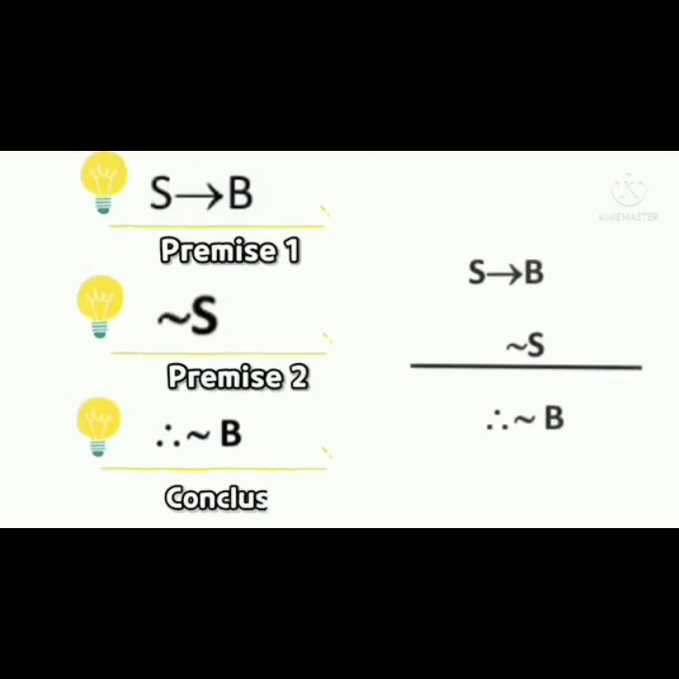So for our first premise, S implies B, which is if I will study my homework, then I can play badminton. Then the second premise, not S, which is I will not study my homework. Then for our conclusion, not B, which is I cannot play badminton.